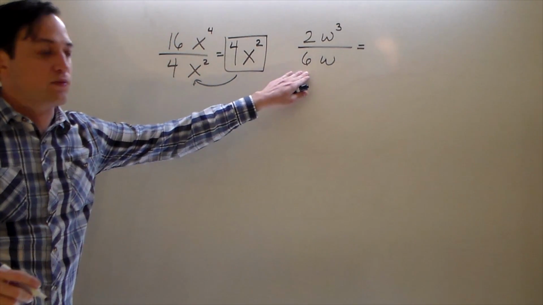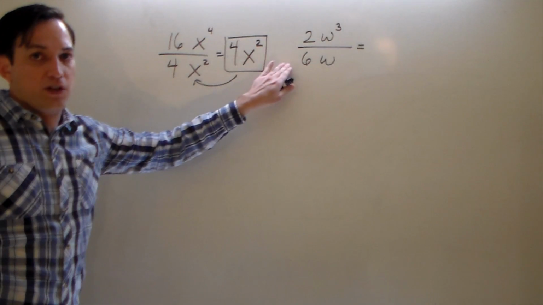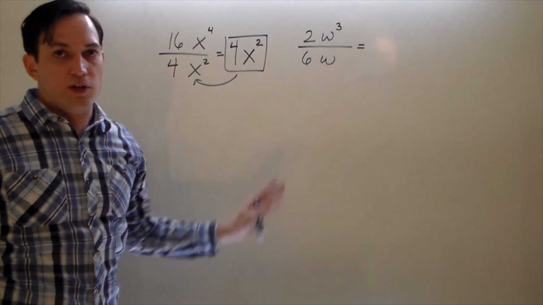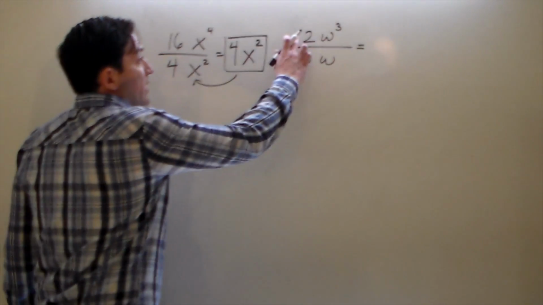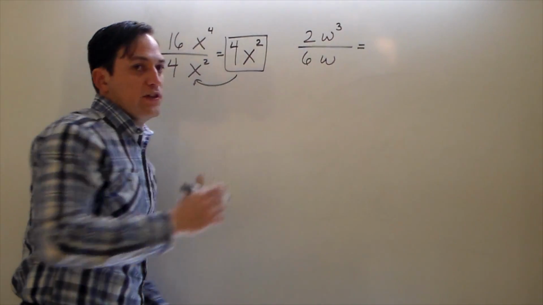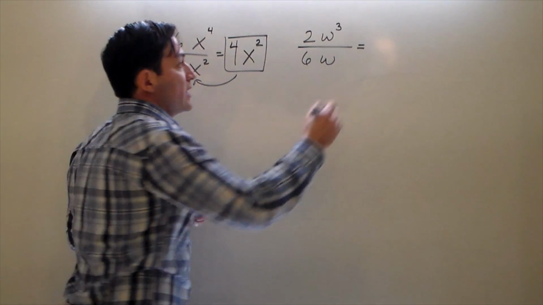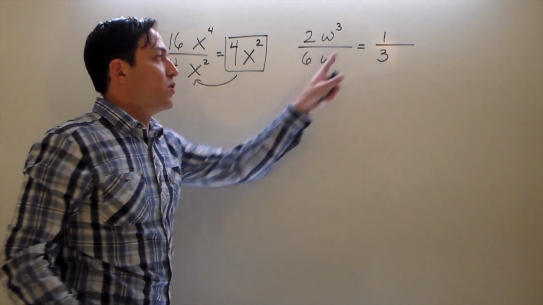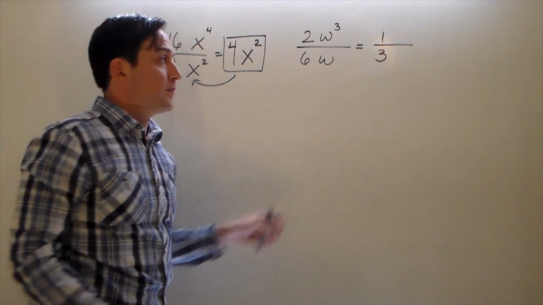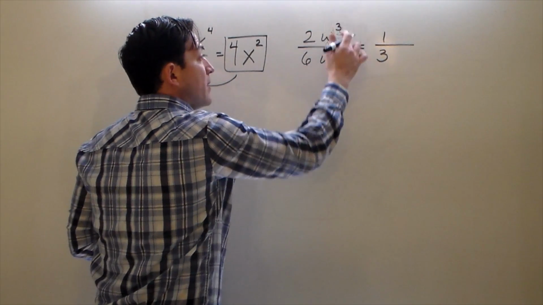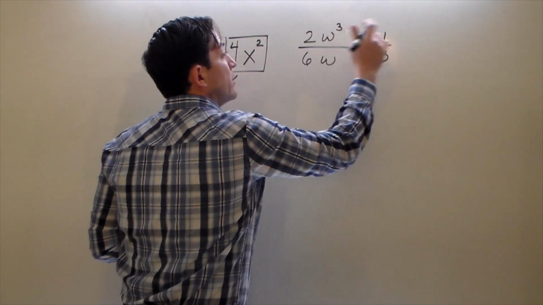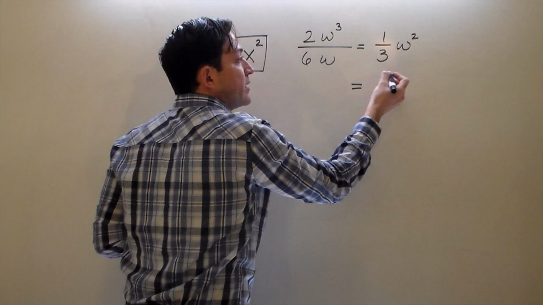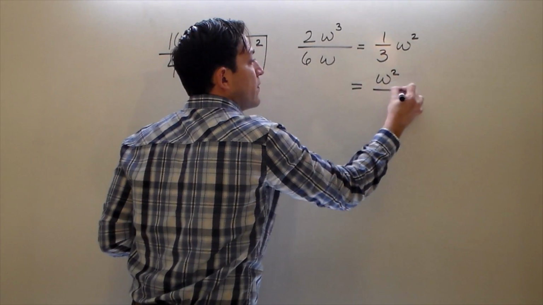Alright, so let's go ahead and look at this one. The same thing, if I have coefficients or numbers in front of my variables, all I do is treat them like I normally would. So right here, this reduces, both of these are divisible by 2. So I have 1 over 3. 2 divided by 2 is 1, and 6 divided by 2 is 3. Then I'd have 3 minus 1, so 3 minus 1 would just be w squared. This can also be written as w squared over 3.